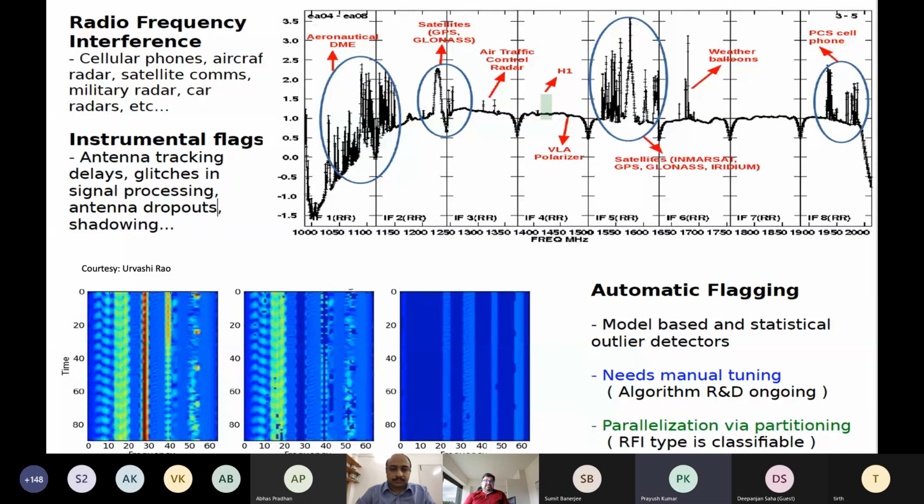But yes, technically these are very memory heavy rather than CPU heavy, because the data rate is so high.